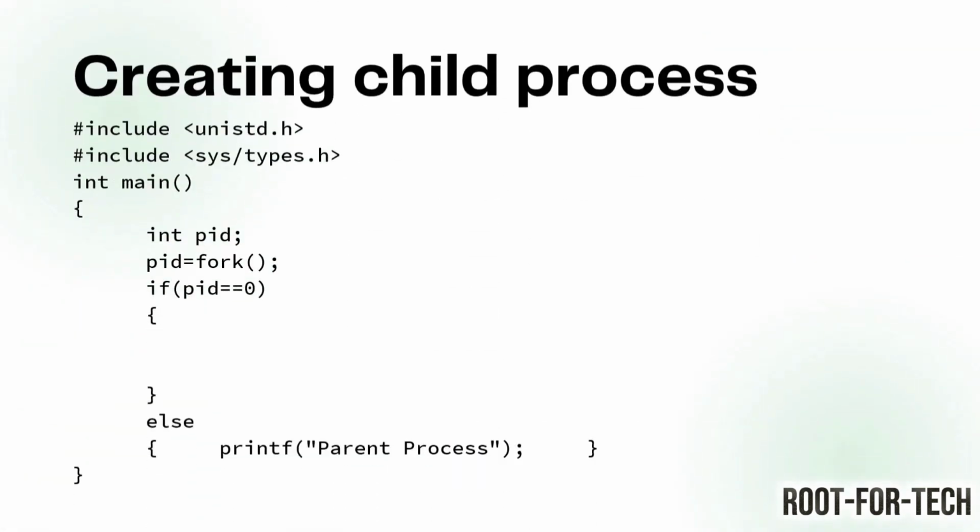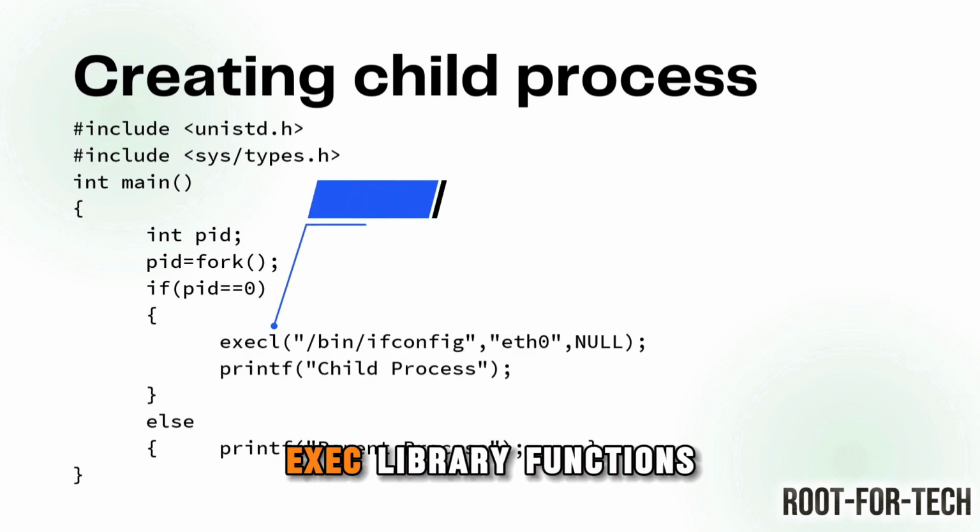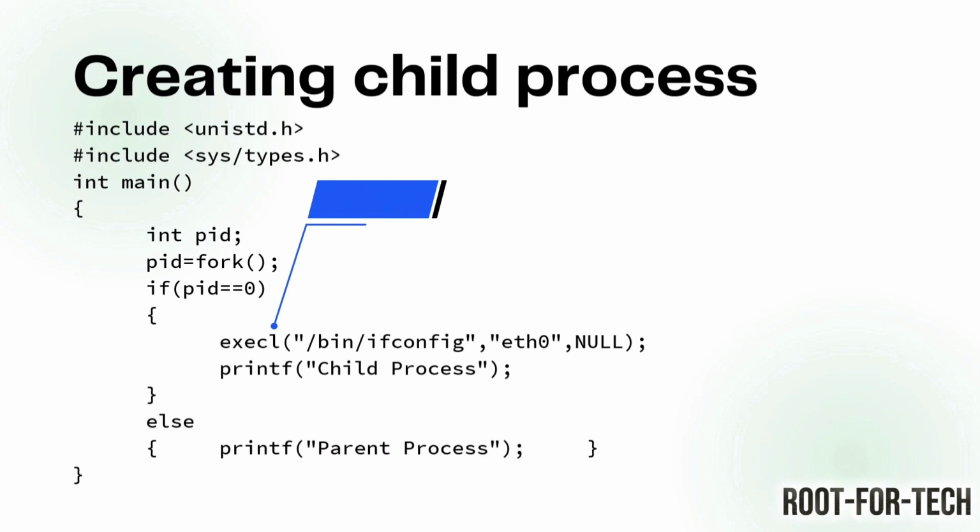Now if we have to run executable images as part of the child process, then we need to use the exec routine. There are many exec library functions. All of them basically do the same job with some minor variations. One such example is shown here. Here, the ifconfig command is run using the exec routine.